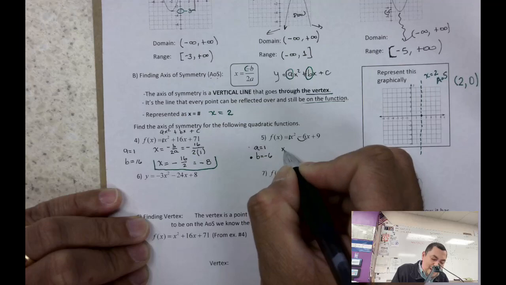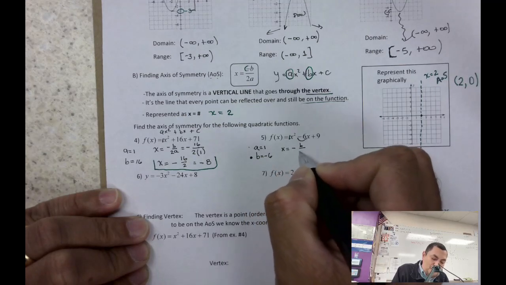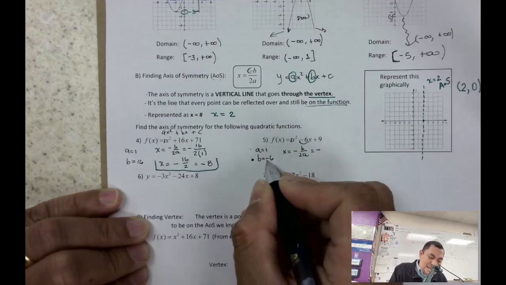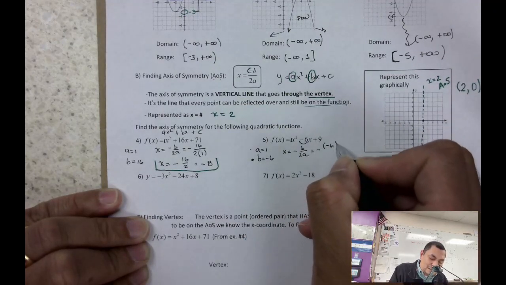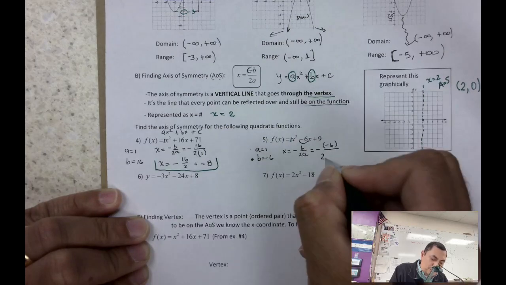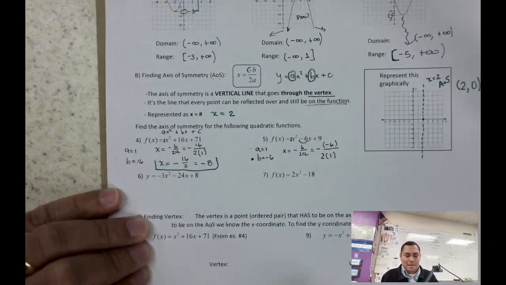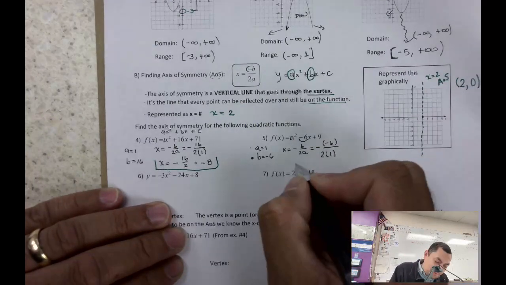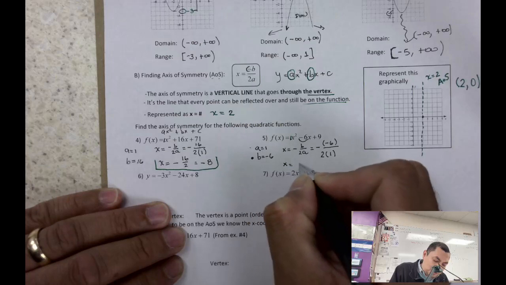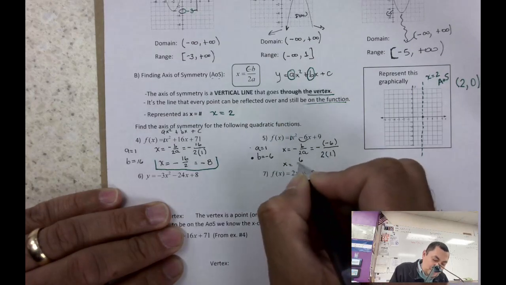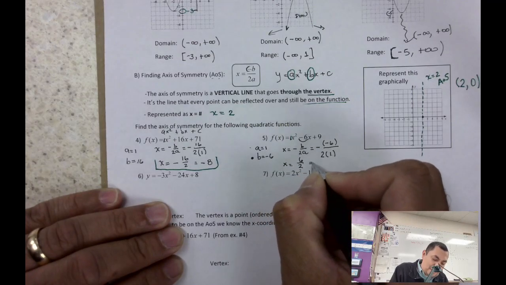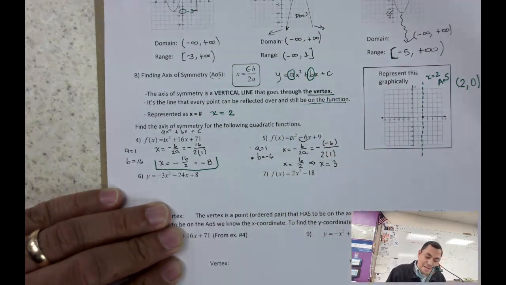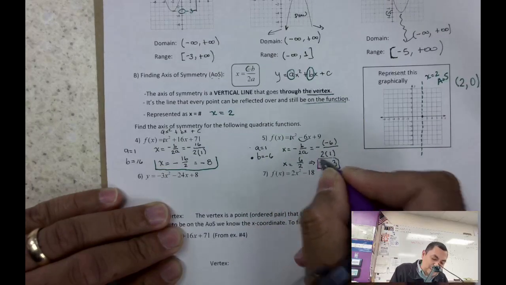So I have x equals negative b over 2a. So this is equal to negative b, which is negative 6, over 2 times 1. Let's be careful with those negatives. Negative and negative is positive. So what I have here, x is equal to 6 over 2 times 1, which is 2, and 6 divided by 2 is 3. So x is equal to 3. This is my axis of symmetry.